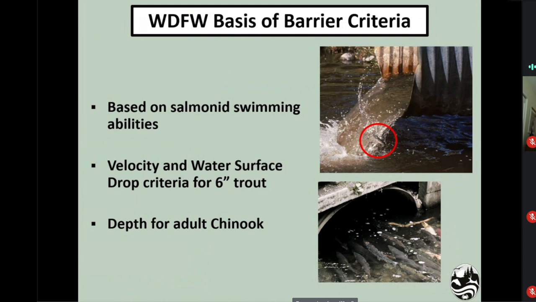That depth criteria is specific for adult Chinook salmon. You don't have to remember all of this stuff. It's just giving you a little bit of background on the very complex analysis that DFW did in analyzing what is a depth barrier versus a velocity barrier versus a water surface barrier. Again, just background, pretty dense here, and it gets even more dense on the next one.